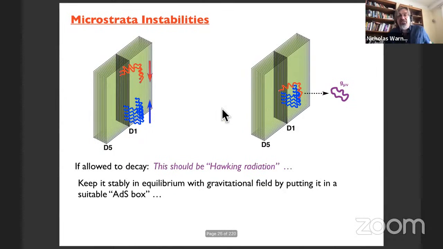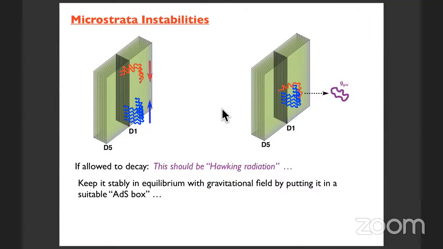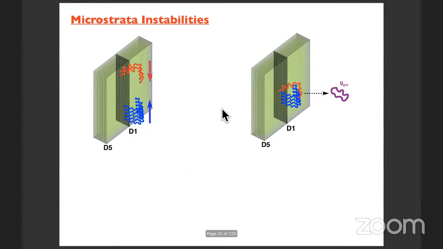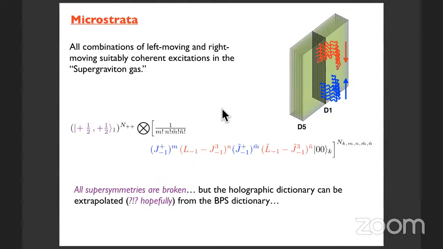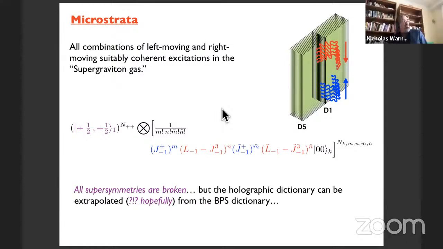Okay. Yes, please. Can you go back one slide? Yep. If you want to consider this right moving and left moving guys, don't you want to have separately the ones excited by J and L, and also ones excited by J tilde and L tilde? I might probably want to do that too.